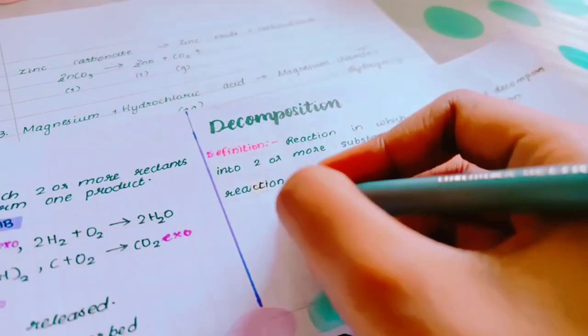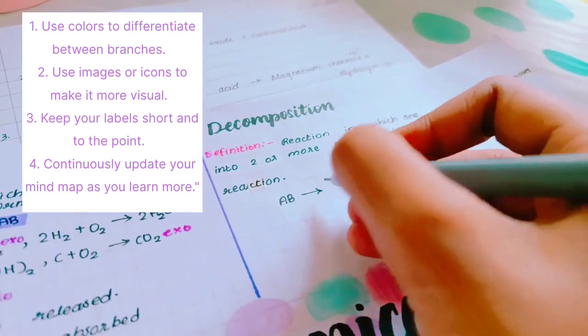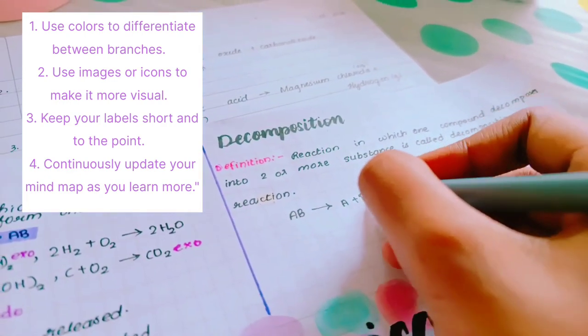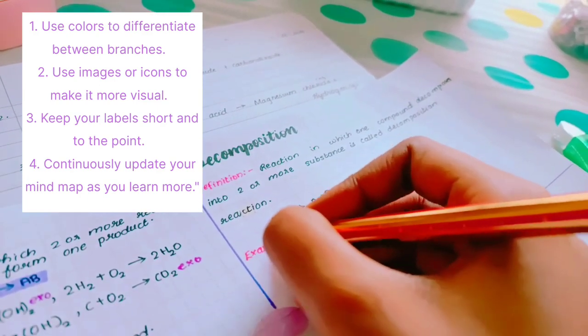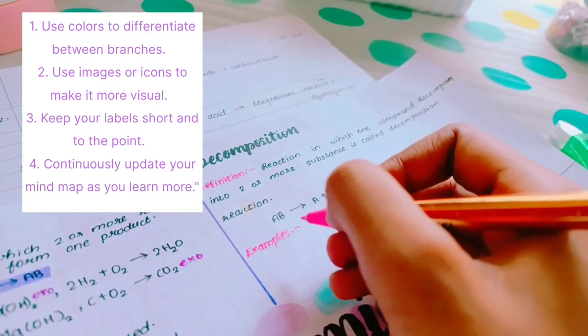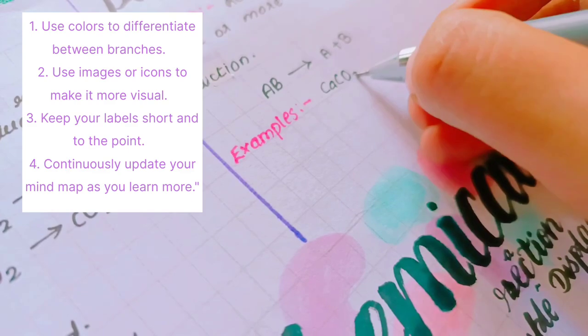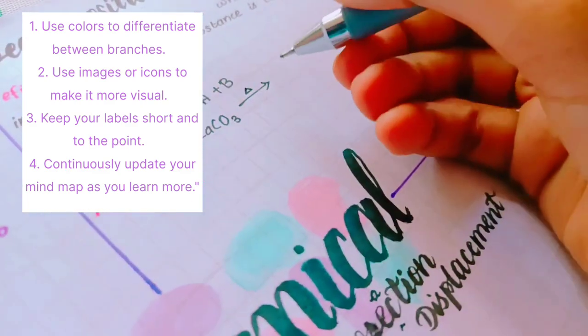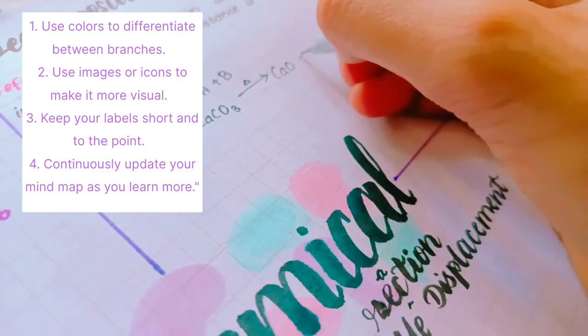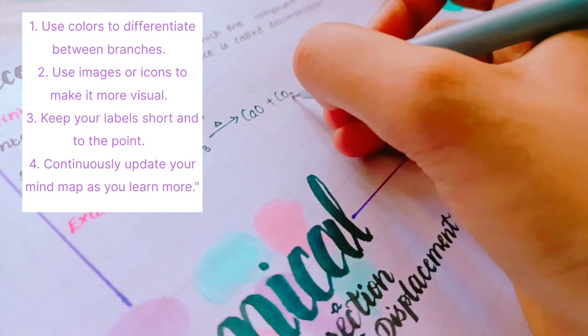Here are some quick tips for effective mind mapping. Use color to differentiate between branches if you're making a branched mind map. Use images and icons to make it more visual. Keep your labels short and to the point. Continuously update your mind map as you learn more.